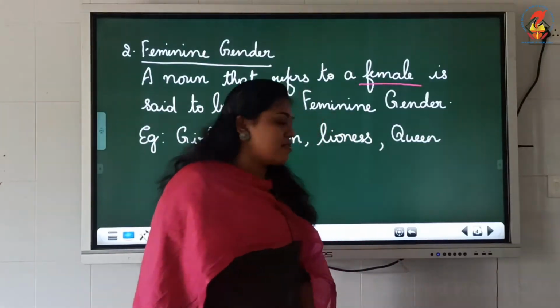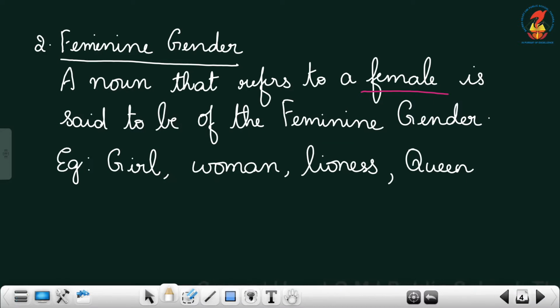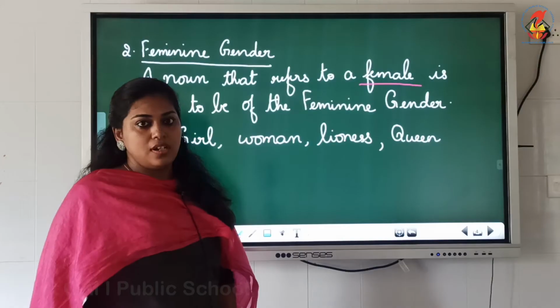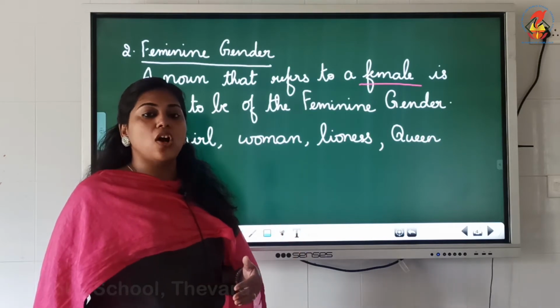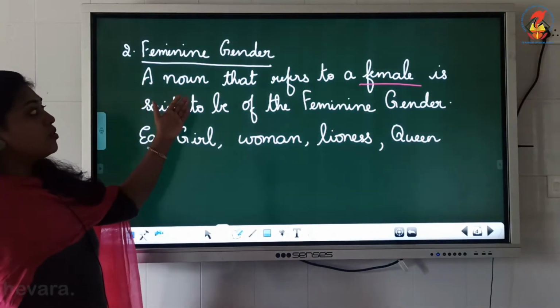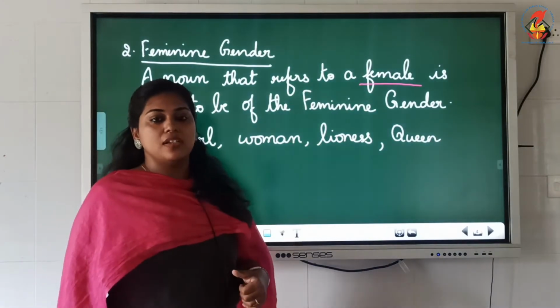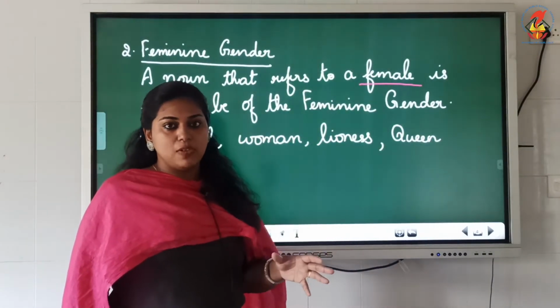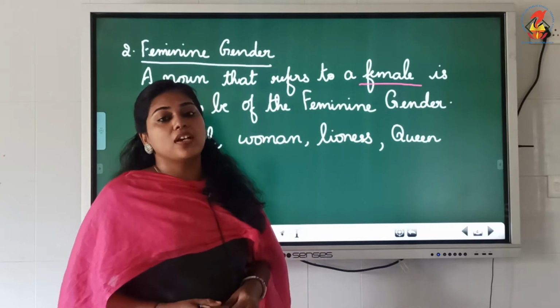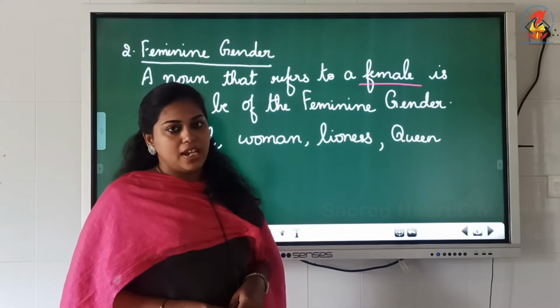Now let's see what is feminine gender. Feminine gender refers to the female noun, the female version of a noun. If it is a female category, we call it feminine gender. As per the definition, a noun that refers to a female is said to be the feminine gender. So if a noun is a female version or female category, we call it feminine gender.